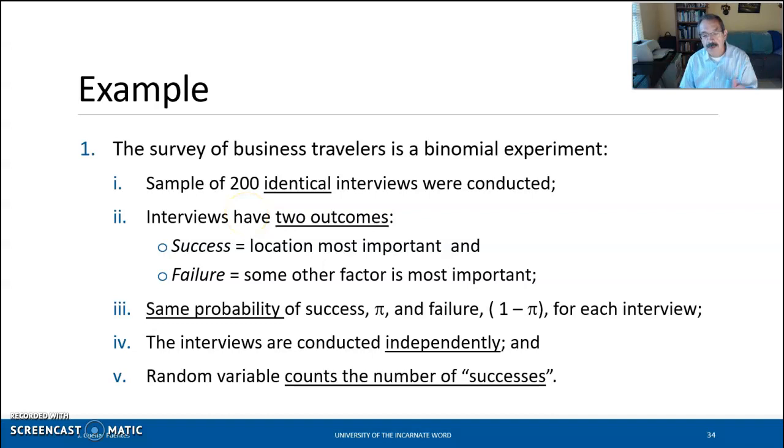The probability of success, that of saying that location is more important, is constant through each interview, and therefore the complement, which is 1 minus pi, must be constant for each interview. They don't say it, but we could assume that the interviews were conducted independently. The random variable counts the number of successes, so the number of times the traveler said the location is most important. So I think we can safely argue that we have a binomial experiment.